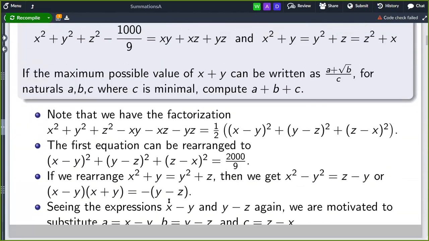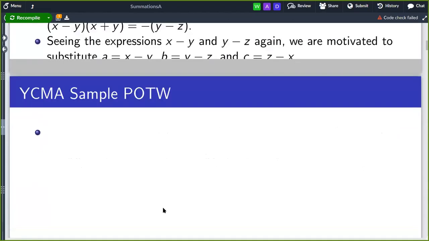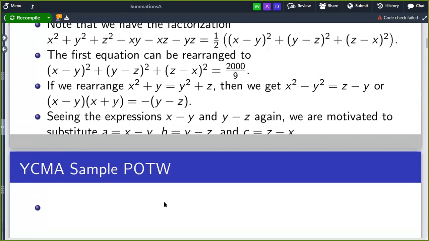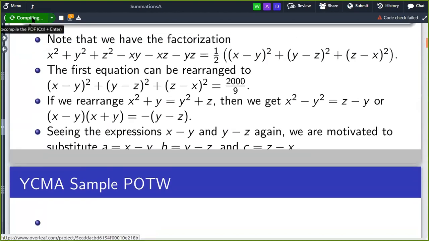If you go to the next slide, I think you might have to recompile.